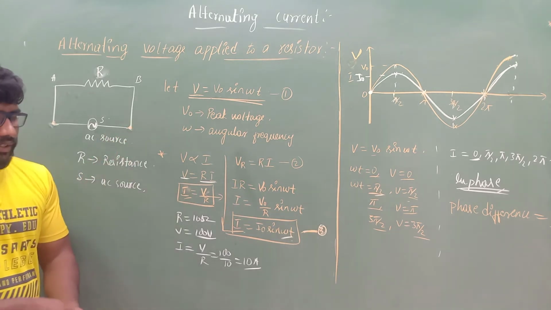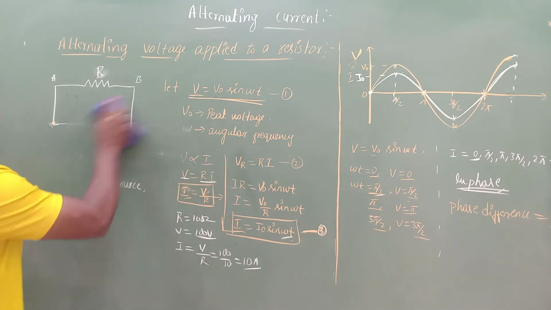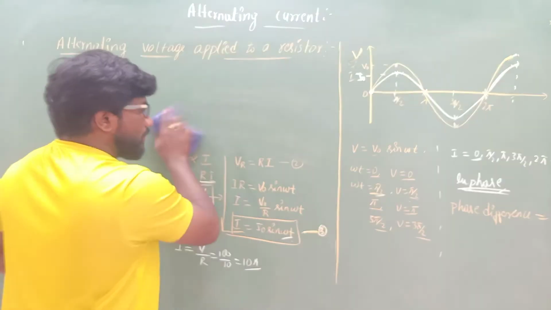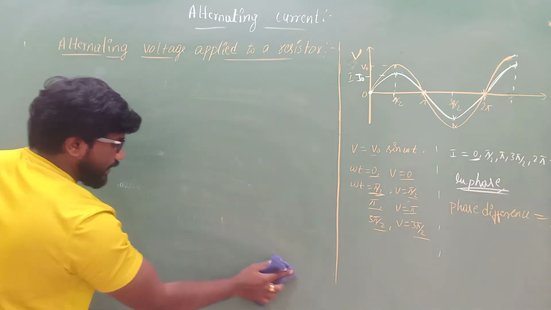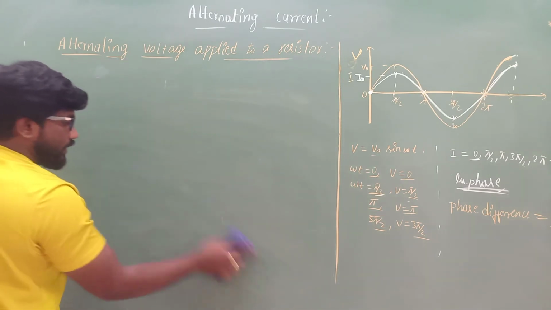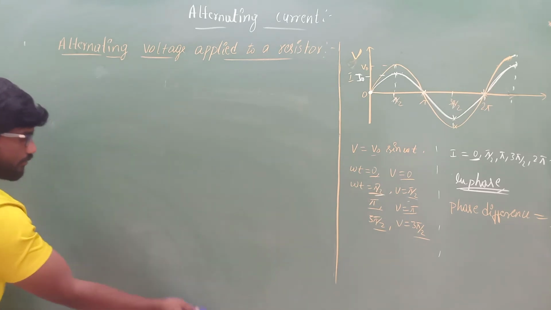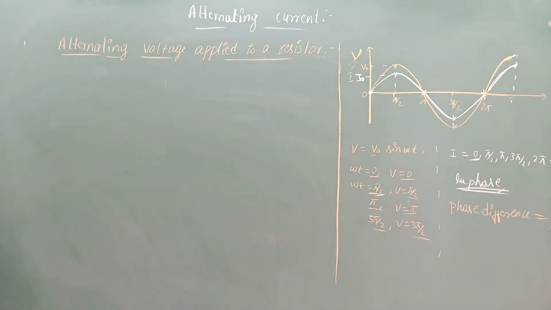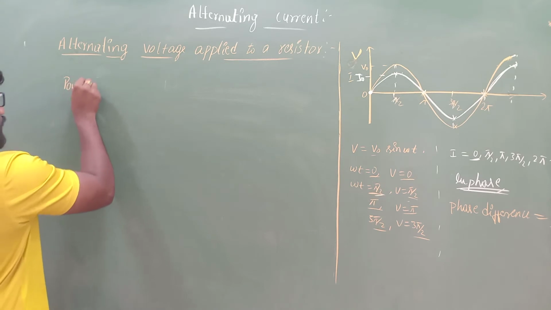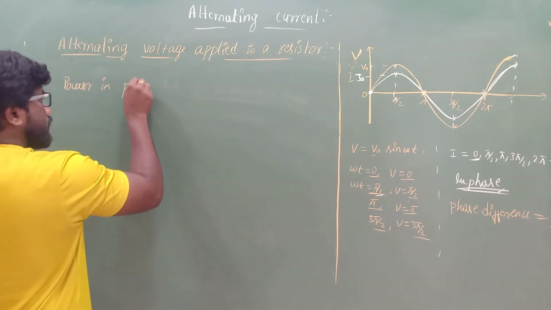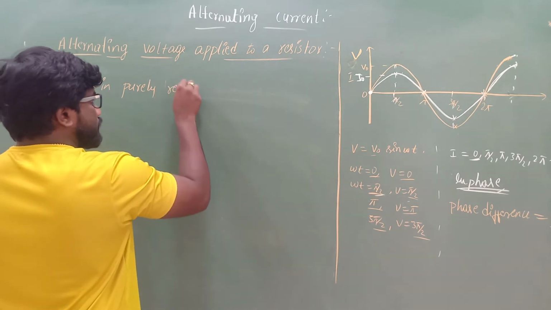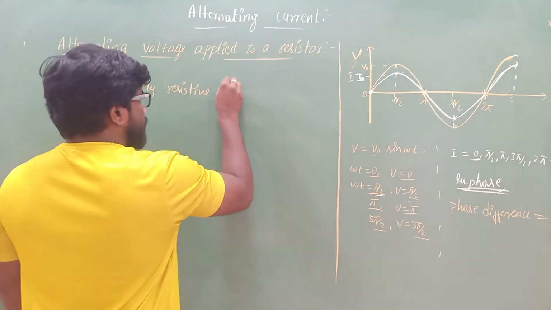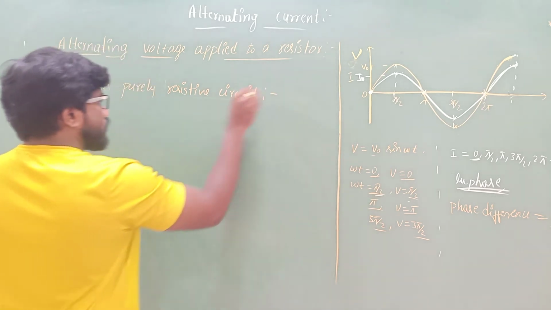Okay, let me draw this. Before going to that, let me find the value of power dissipated in this case. Later we can find the value of average power. Then I'll move on to the phasor diagram, how to draw the phasor diagram. Okay, so now power in purely resistive circuit.